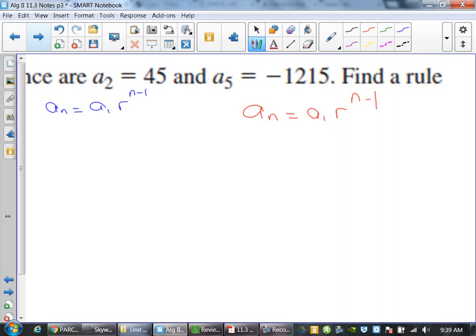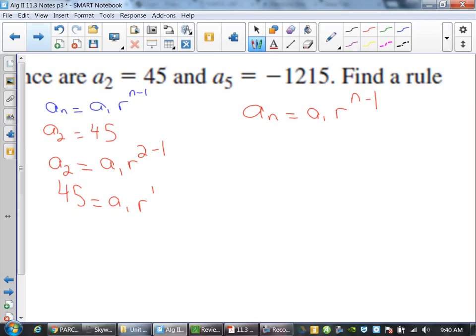So you fill in what you know. You know that your second term is 45. So that means a sub 2 is going to be your first term times the rate to the 2 minus 1. You okay with that? What's your second term? 45. And it's just r to the 1. We get that. I do the exact same thing with the second equation.